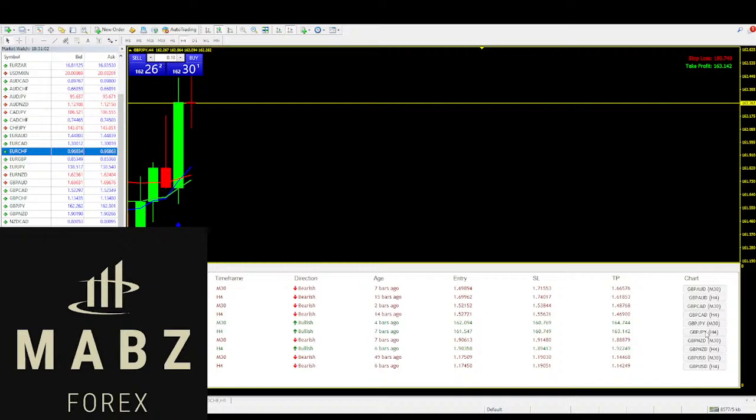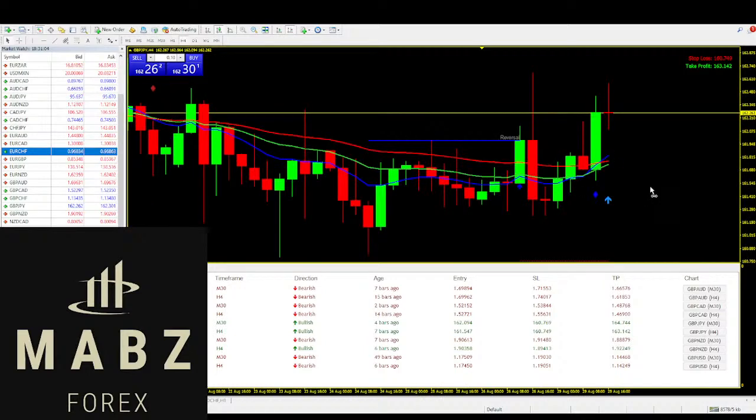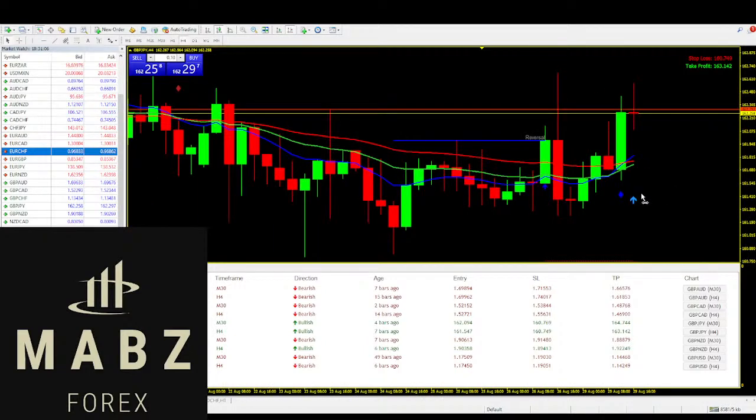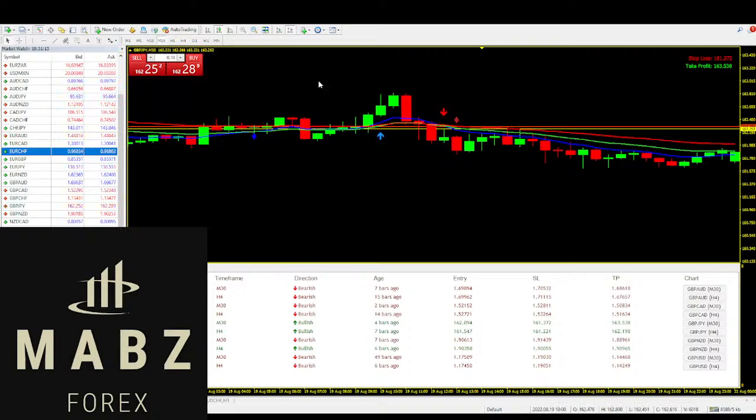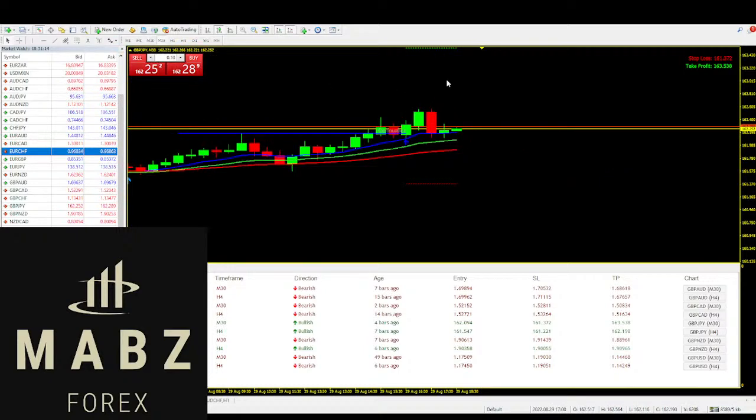Okay, let me just quickly look at GBP AUD. GBP AUD has a buy signal on the H4, but the market is a bit choppy. Probably, yeah, we can actually jump in.